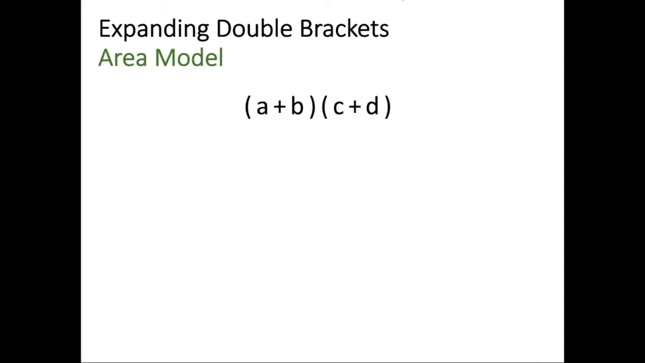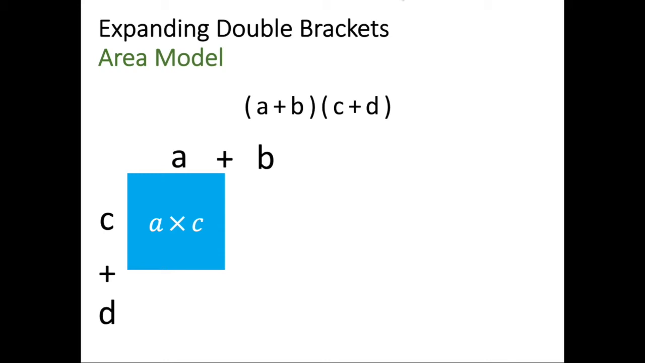The other method is the area model method. That is where we draw a square to help us complete our distribution. We take our first term of a plus b and write it down along the top. Then we take our second term of c plus d and write it down along the side. Now I draw a square and complete it based on the terms I've written along the top and down the side. My first one is going to be multiplying a times c.